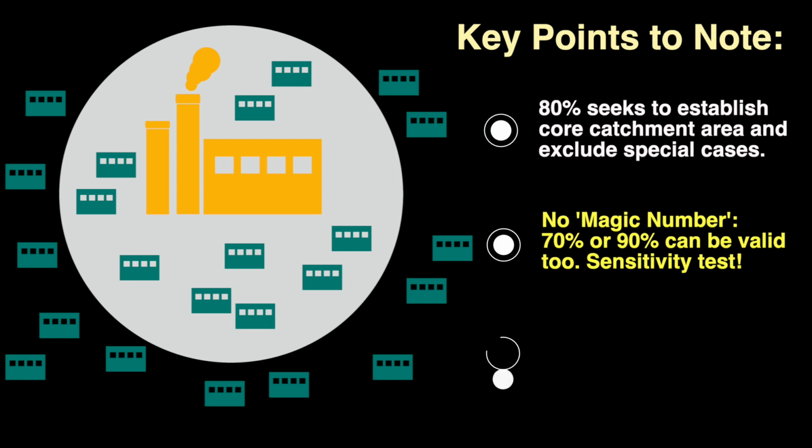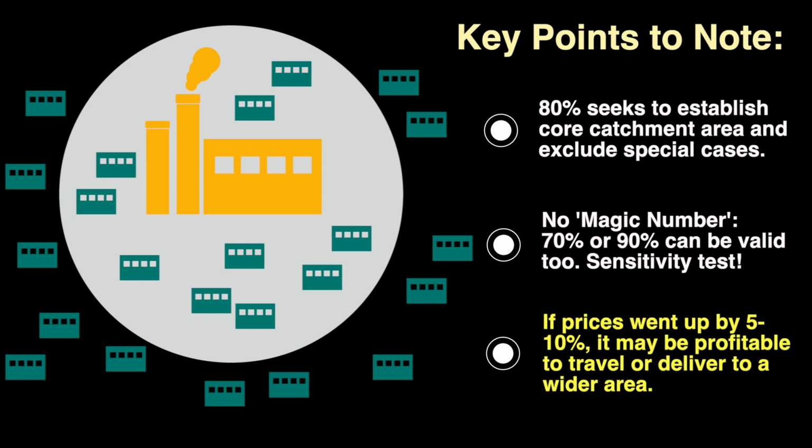A final and important point to note is that if prices go up by 5 to 10%, that may make it more attractive for customers to travel further, or for the factory to deliver further away from its location. So a catchment area doesn't necessarily give you a market defined by the hypothetical monopolist test, rather it's just one way of understanding the geographic market within which most of a supplier's competition takes place.